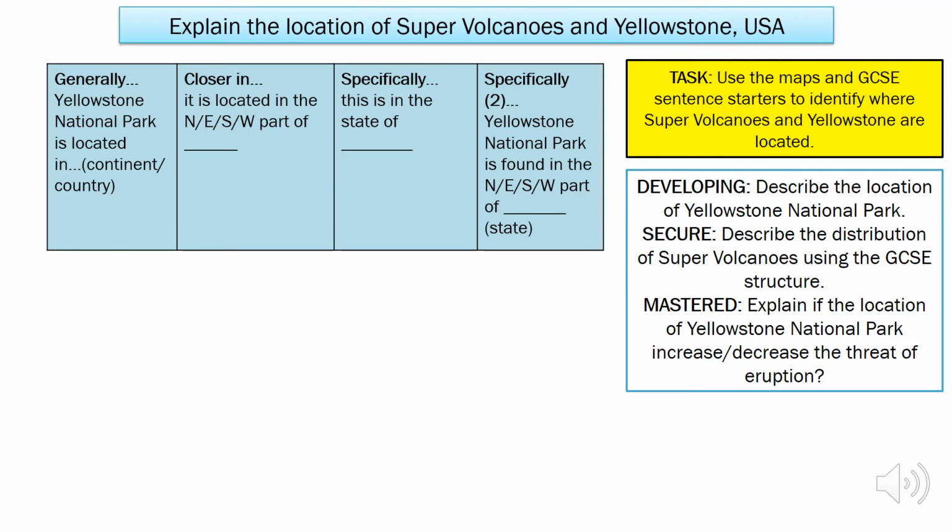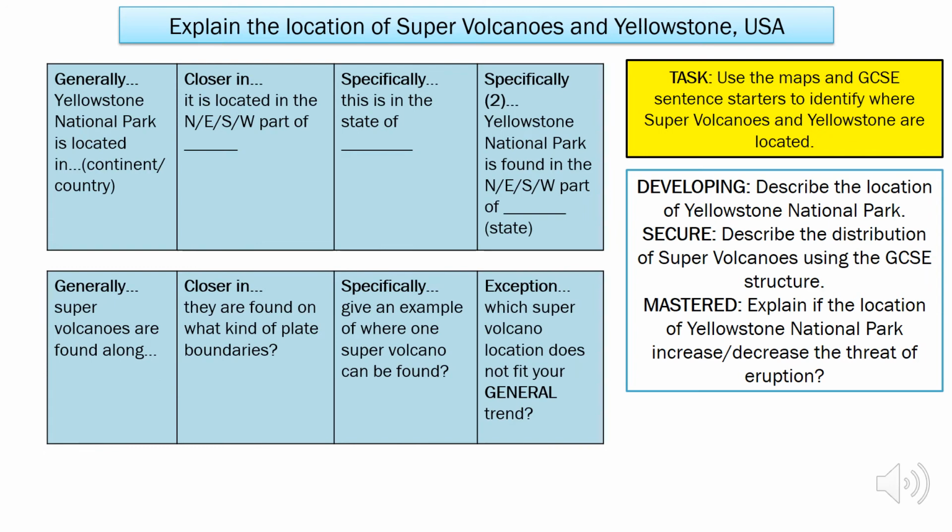If you're working at a secure level, you will use the maps to describe the distribution of supervolcanoes using the GCSE structure. You're going to tell me generally what are they found along, closer in, they are found on what kind of plate boundaries, specifically an example of where one supervolcano can be found, an exception, which supervolcano location does not fit your general trend.